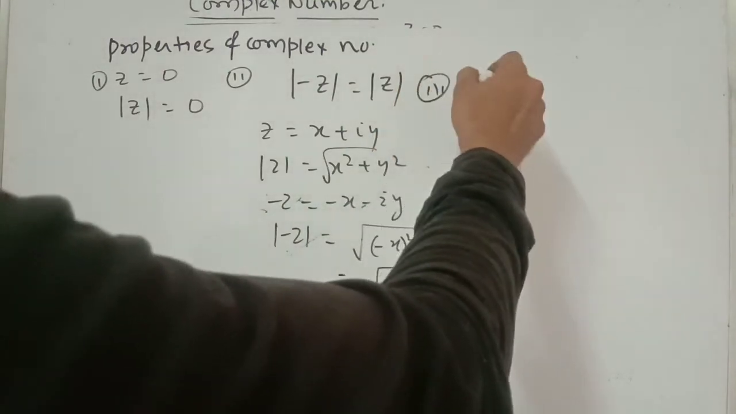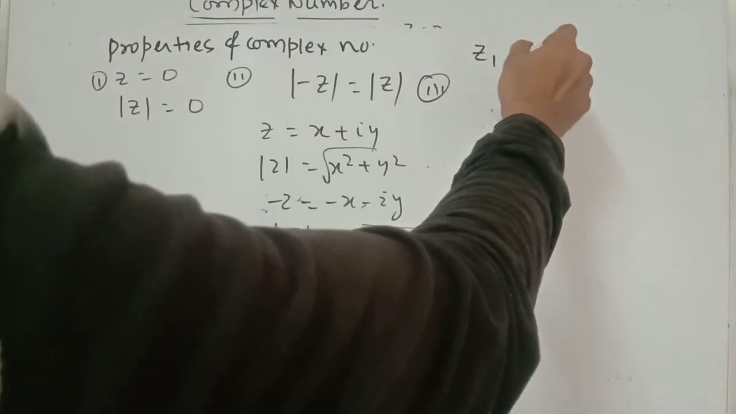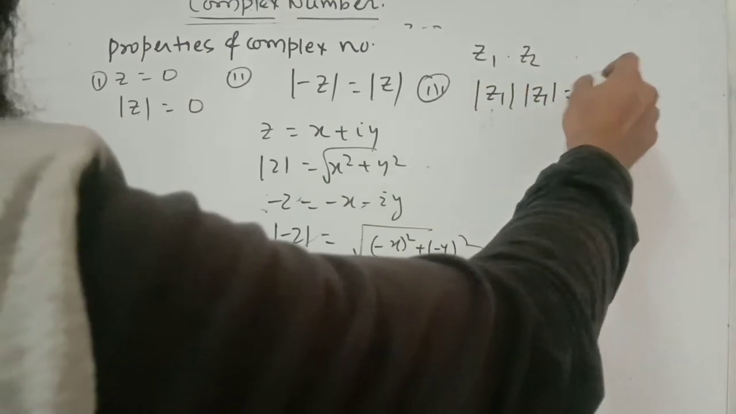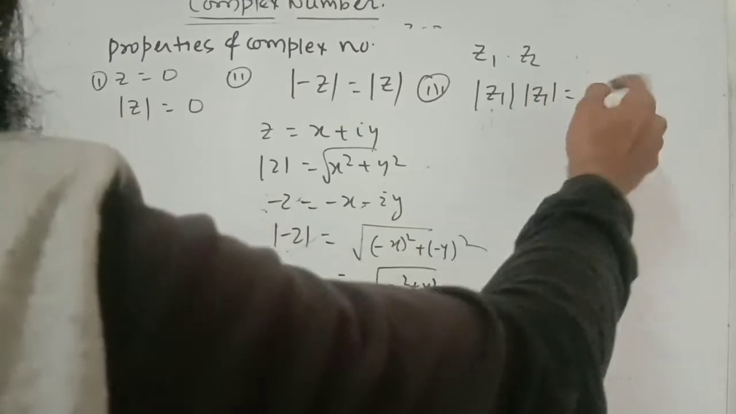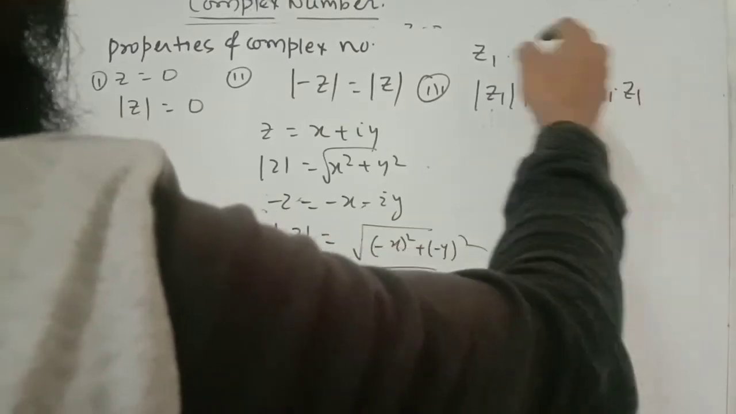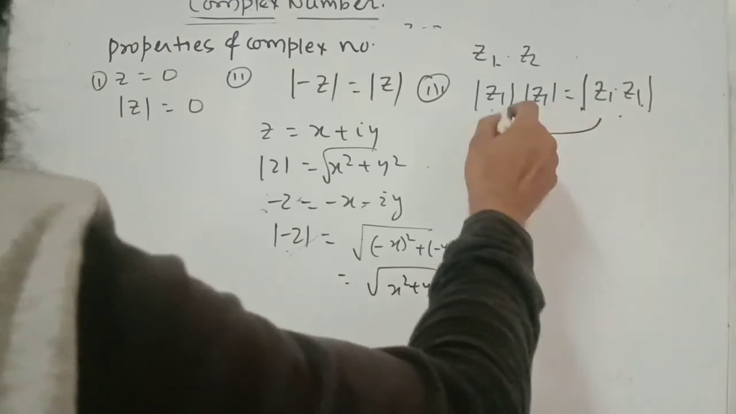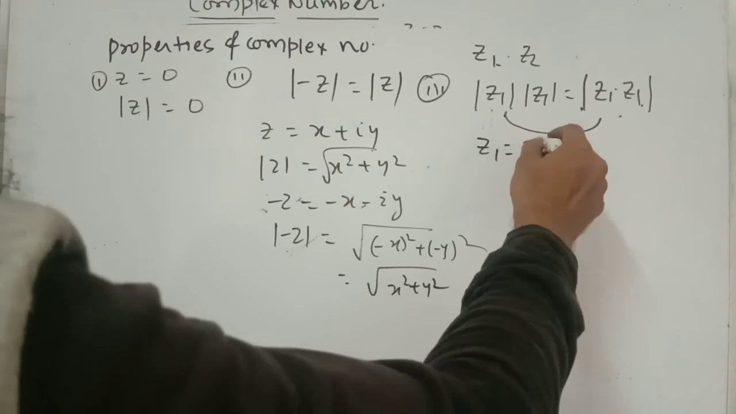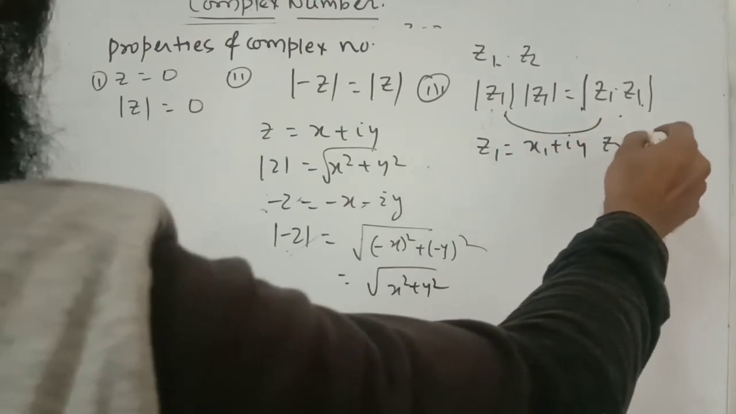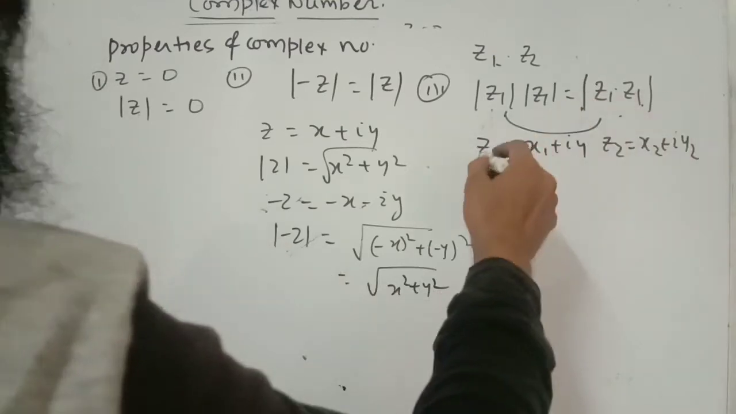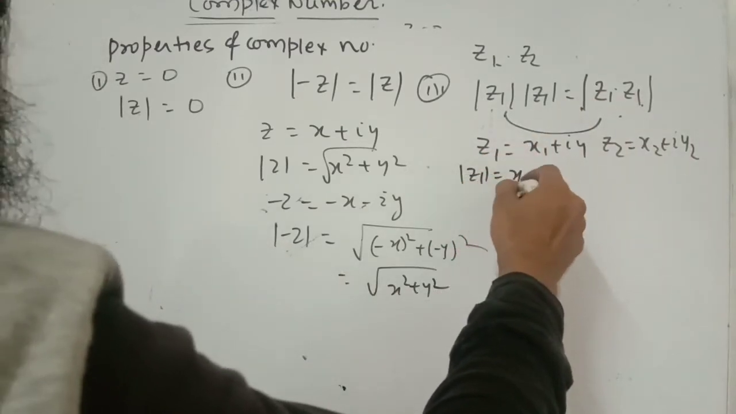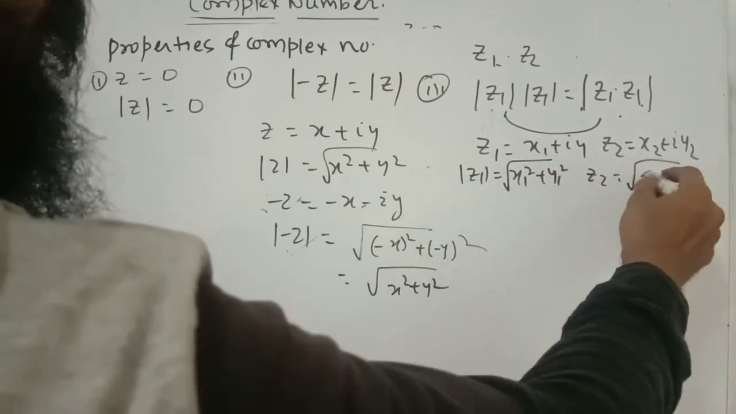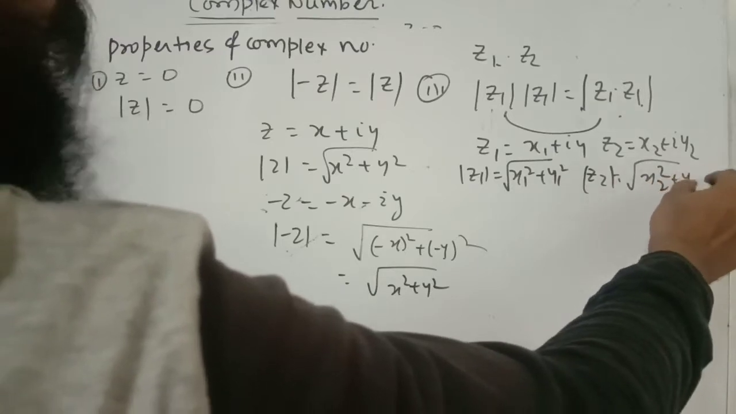Similarly, the third property: if there are two complex numbers z1 and z2, if you find the modulus of both complex numbers individually and multiply, it will be the same as first finding the product of the complex numbers and then finding the modulus. Okay, so you can also prove it. Let z1 equal x1 plus i y1, z2 equal x2 plus i y2. So modulus of z1 equals square root of x1 square plus y1 square. Here modulus of z2 equals square root of x2 square plus y2 square.